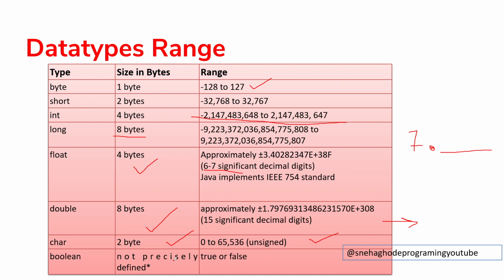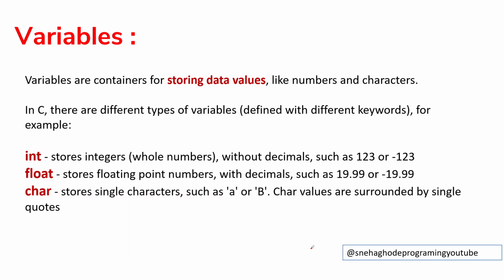Okay, then boolean is not precisely defined, but it is considered in the range of true and false. You may have learned this in the DCFM, digital logic circuits. There is true and false, AND gate, OR gate, right? So this is what is going to be returned as the value of true and false. Okay, hope this is clear for everyone. What are the data type ranges? Okay, let's move forward now.